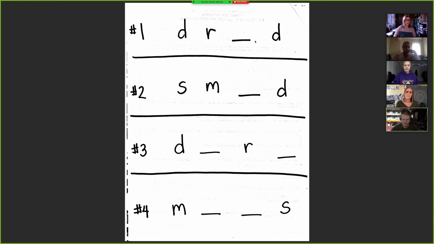First hand sign. Second hand sign. Let's do it. Mi, re, do, sol. Good.